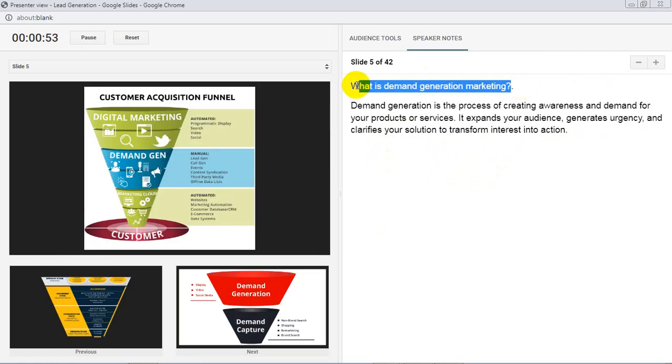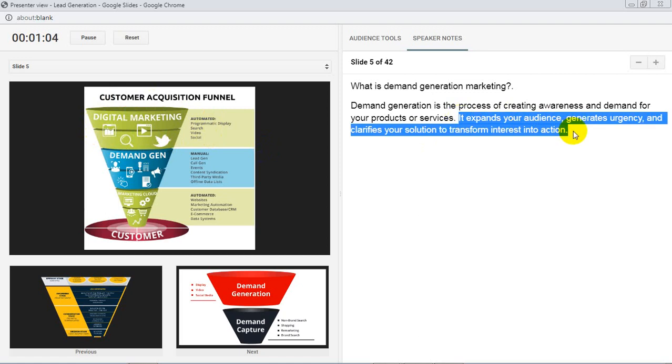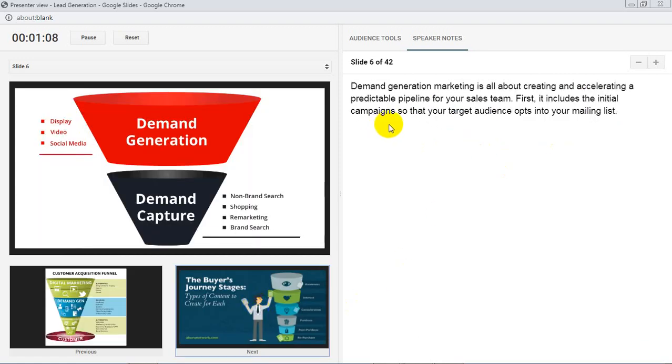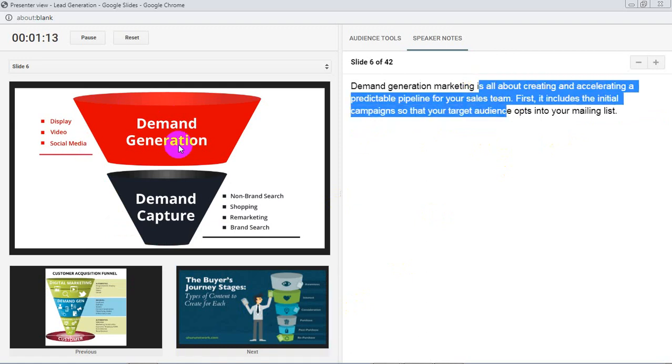What is demand generation marketing? Demand generation is the process of creating awareness and demand for your products or services. It expands your audience, generates urgency, and clarifies your solution to transform interest into action. Demand generation marketing is all about creating and accelerating a predictable pipeline for your sales team.